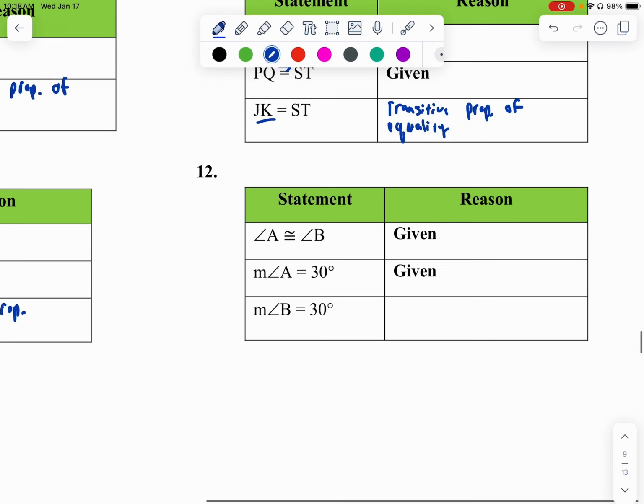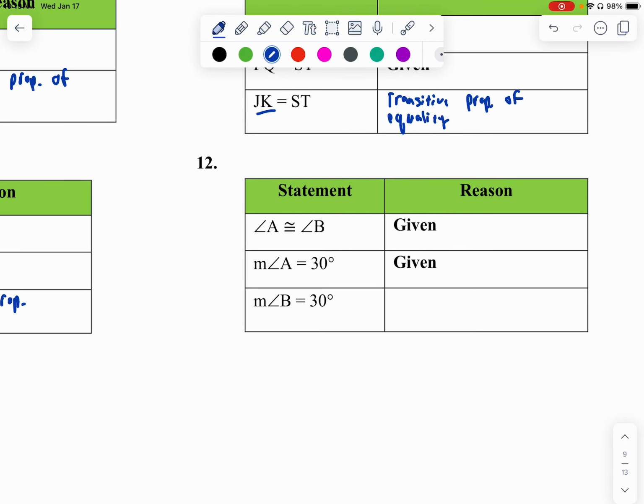And then last one here, we have angle A is congruent to angle B, and the measure of angle A is equal to 30 degrees. So the measure of angle B would also be 30 degrees. We know these two are the same. We know they are congruent. They're both going to equal 30. So our reason here would be the definition of congruence.